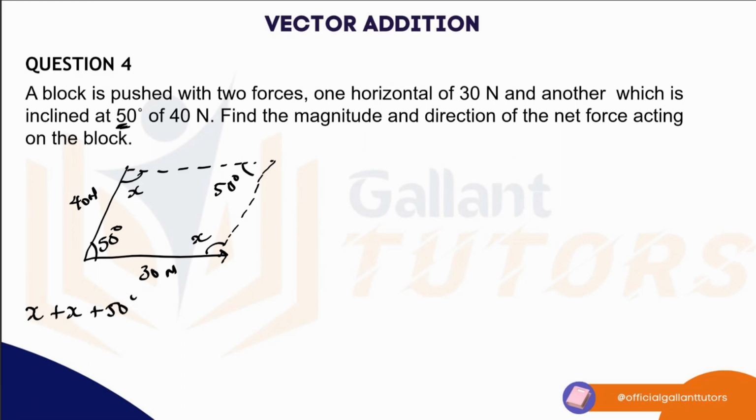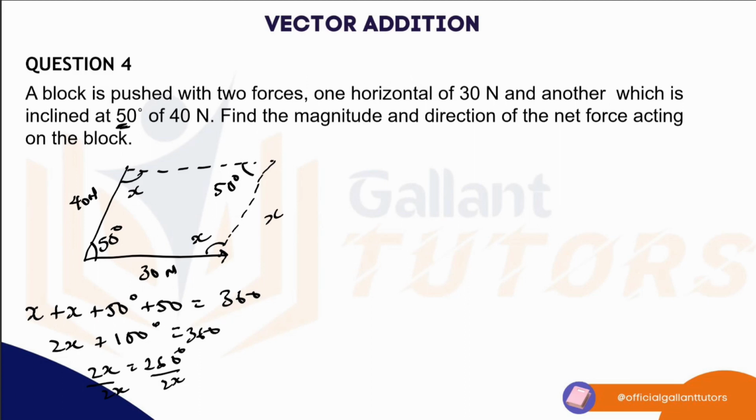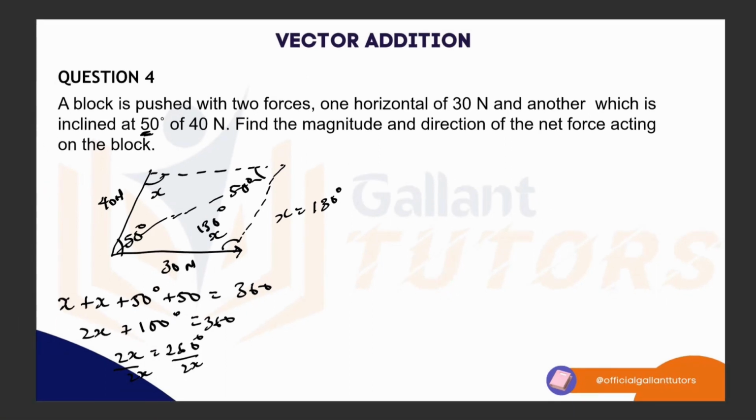Alright, so this x plus 50 degree plus 50 degree equal to 360 degree. The same procedure, you're not missing anything, right? Plus 100 degree equals 360 degree. So 2x is equal to 360 degree minus 100 degree, which is 260 degree, right? Divided by 2, so we have x is equal to 130 degrees. So that's what our x is. So this is 130 degree. So let's get this done. Let's bring it out.